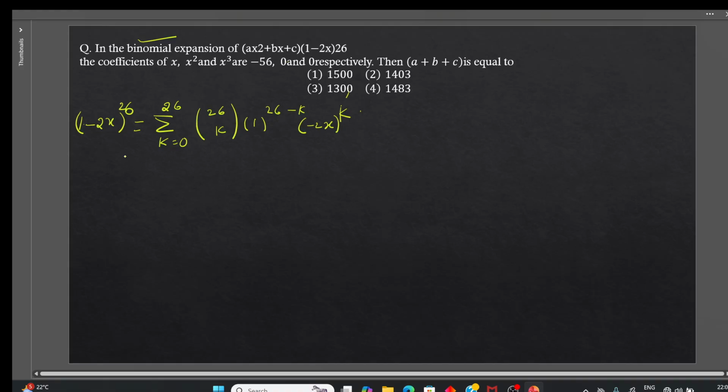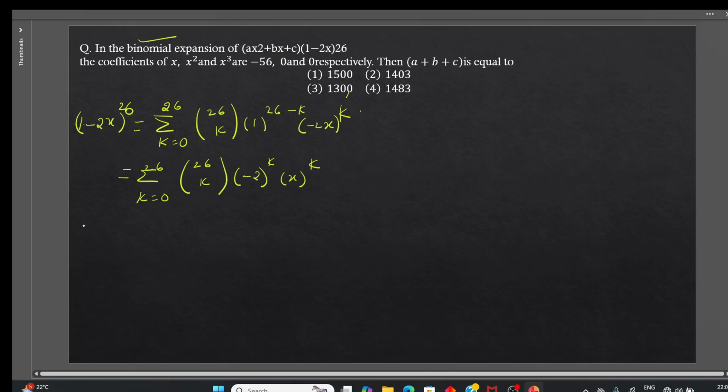So we get the summation of k equals 0 to 26, 26 choose k of 1 to the power of 26 minus k, we get 1 only. So the remaining is minus 2 whole to the power of k and x to the power of k. So this is the general term.